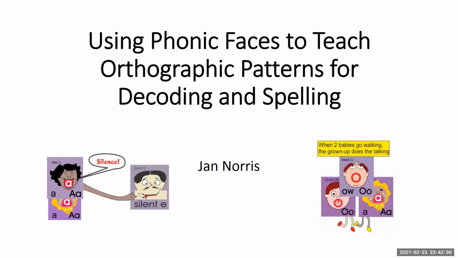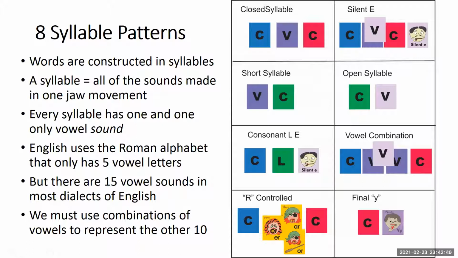Today we're going to be talking about using phonic faces to teach orthographic patterns for decoding and spelling. A few things that we need to know about syllables. There are approximately 8 syllable patterns. All words are constructed in syllables. A syllable is all the sounds made in one jaw movement.